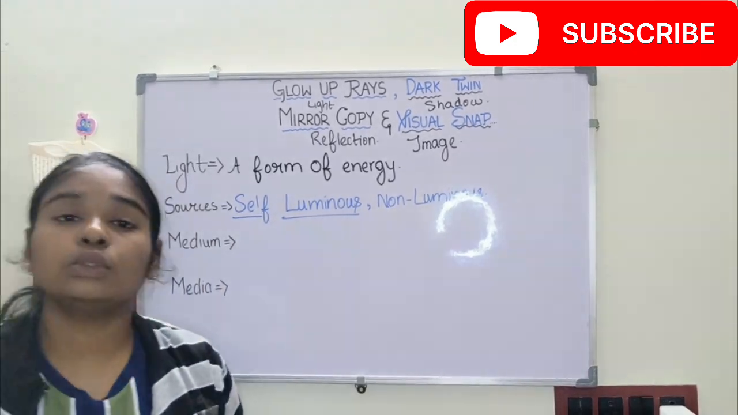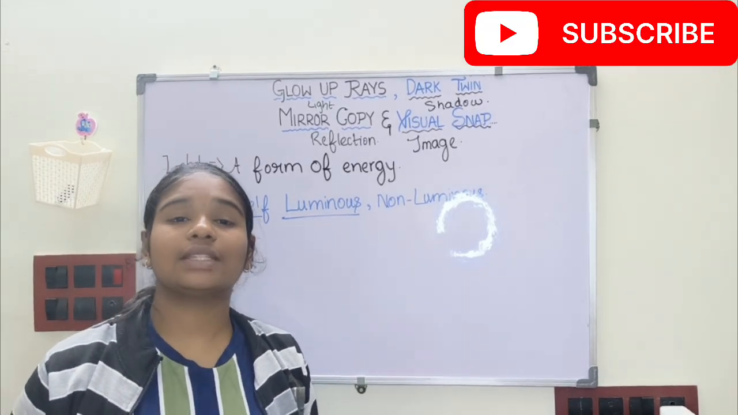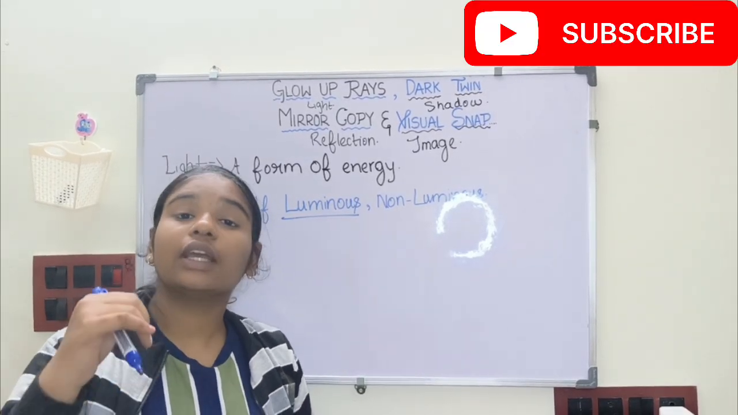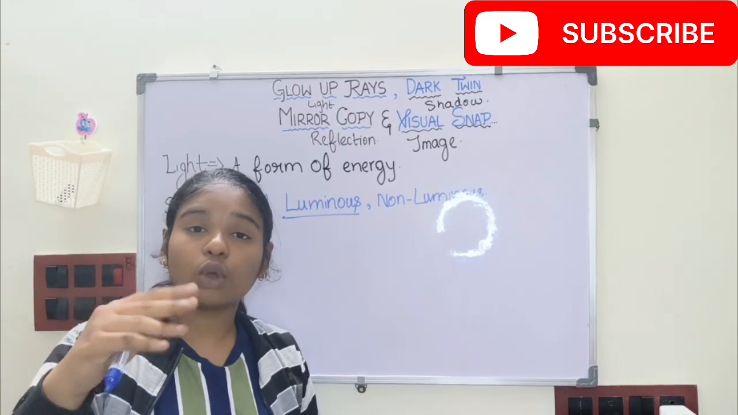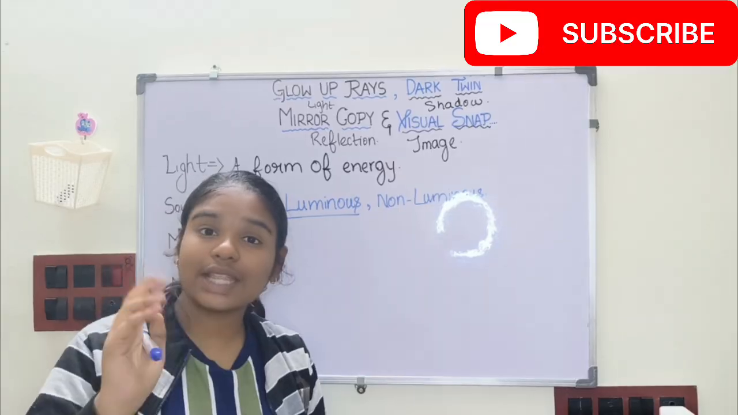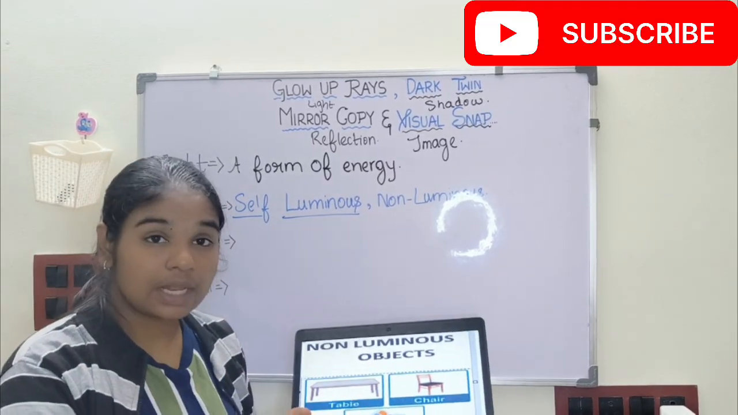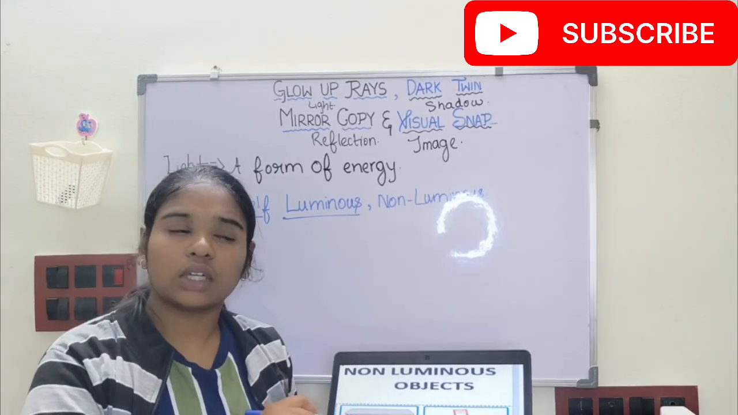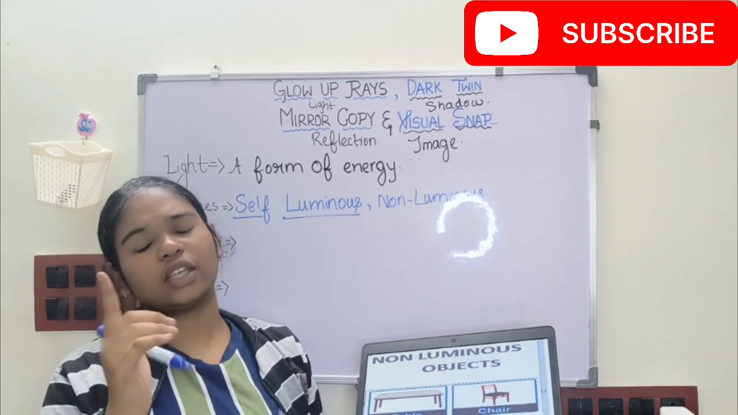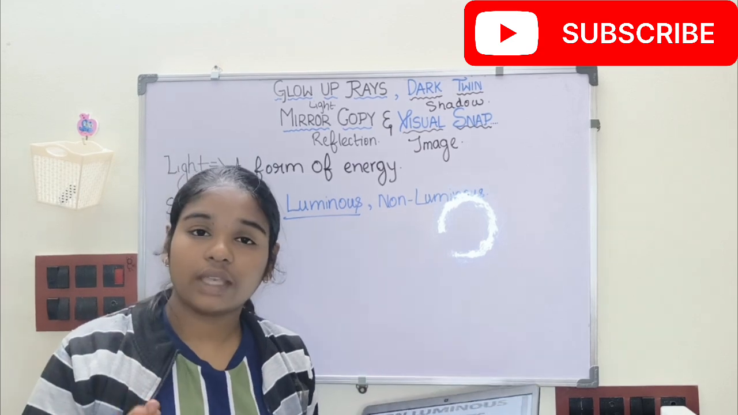So now we are going to move to non-luminous objects. A non-luminous object is nothing but an object which cannot emit light on its own but reflects it. So you can give the moon. The moon is a natural non-luminous body. You can see here a table, a chair, a book, what else? A bag, curtain, drawer, etc.